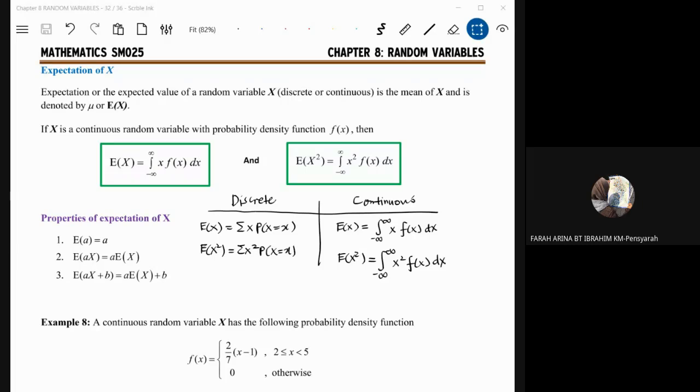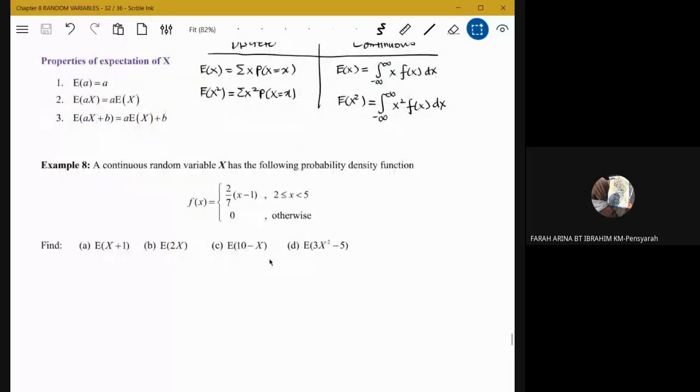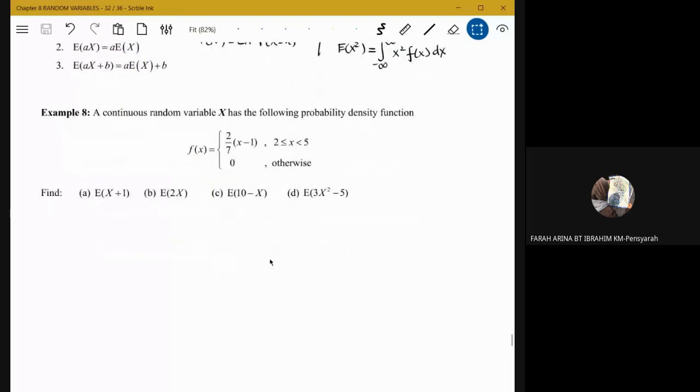So we're gonna start with the example of it. Okay, so for part A first, we have to find the E(X) before we simplify the E(X plus 1) here. So E(X) from negative infinity towards infinity. So kita tahu E(X) adalah from negative infinity towards positive infinity x f(x).